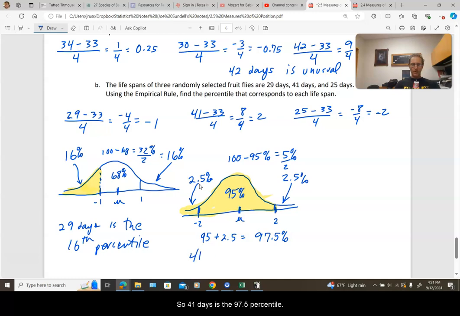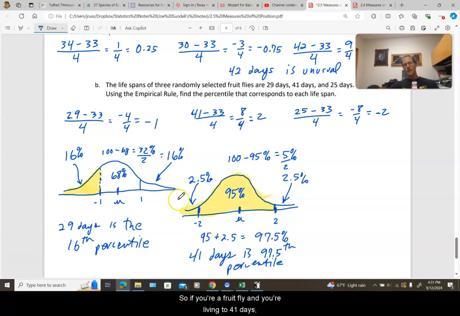So 41 days is the 97.5th percentile. So if you're a fruit fly and you're living to 41 days, you are living as long or longer as 97.5% of all other fruit flies.